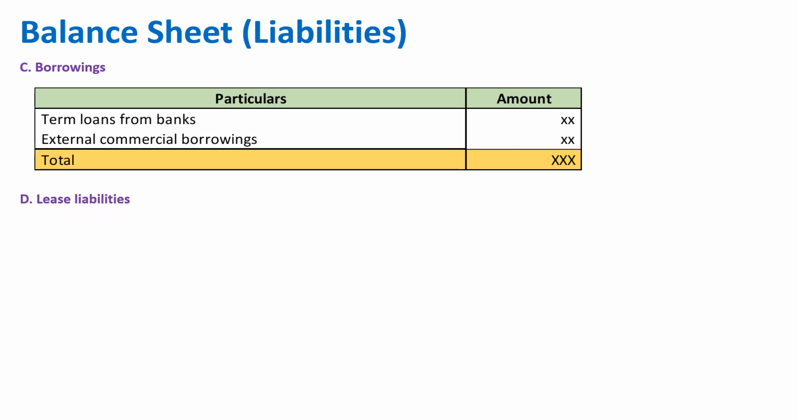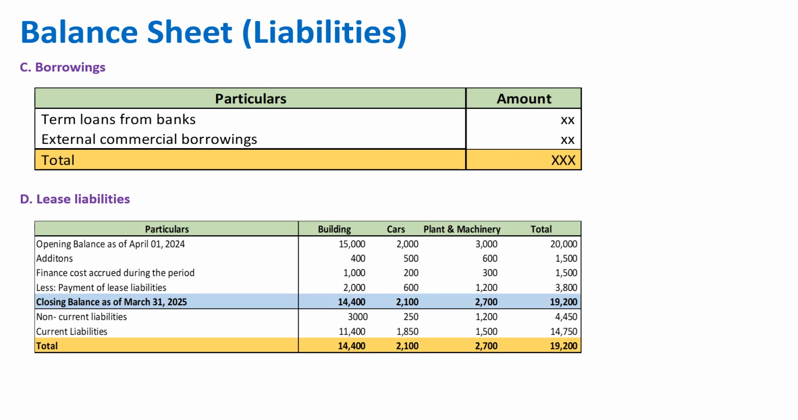The next one is lease liability. This is similar to the ROU assets that I explained. Under lease liability, this is the format which will be used. You will have an opening balance for different categories of lease the company has taken. With the opening balance, you have to add new additions. That means if there is a new lease during the year, you have to report that. Finance cost accrued during the period.